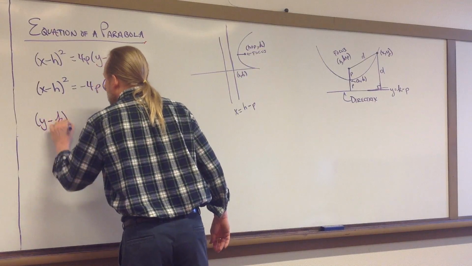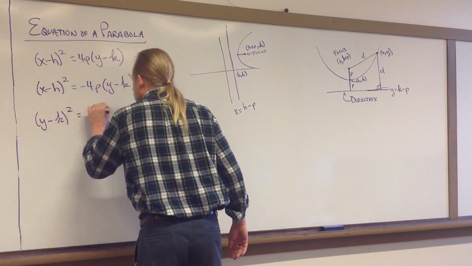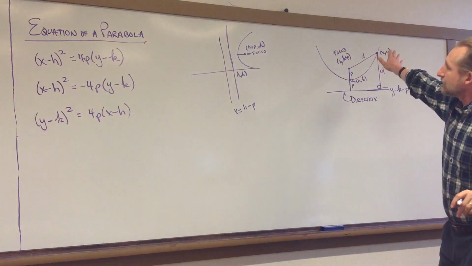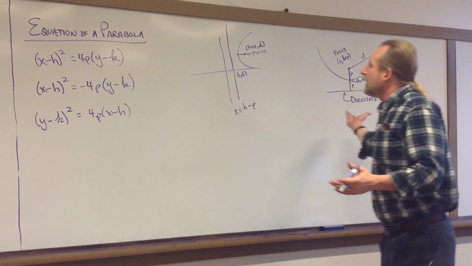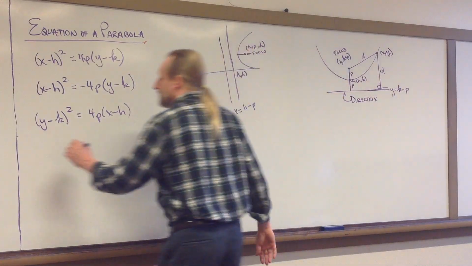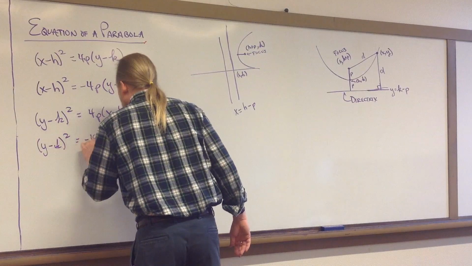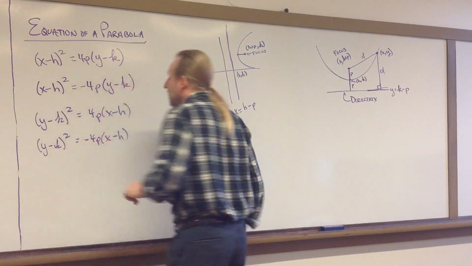Y minus k all squared equals 4p times x minus h. That is, it opens to the right. If it opens to the left, it'll be the opposite. Y minus k all squared is negative 4p times x minus h.